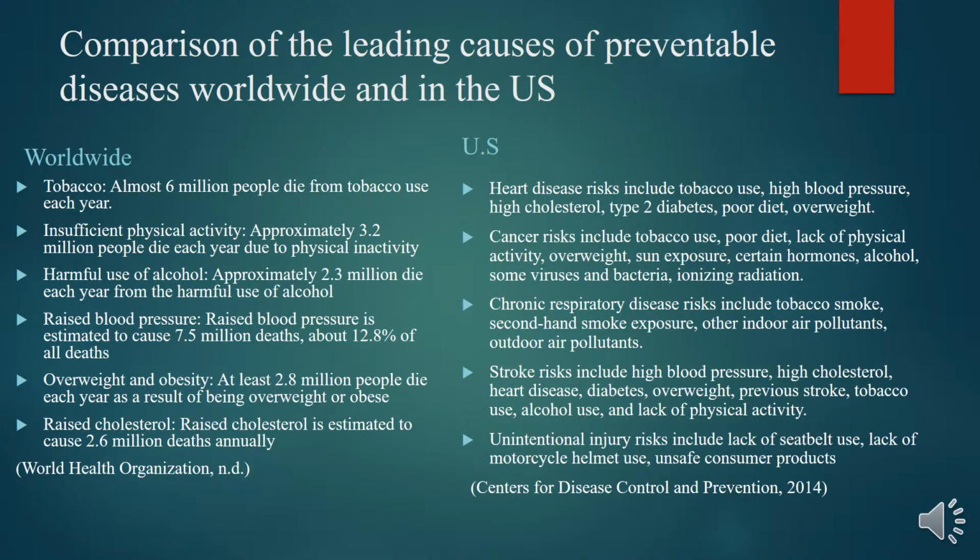So on this next slide, I'm going to give you the comparison of the leading causes of preventable diseases worldwide and in the US. I'm going to start with the causes of preventable diseases worldwide. The first cause is tobacco. It has been found that almost 6 million people die from tobacco use each year. As you can see, this is quite a big number. And tobacco really causes a lot of preventable diseases, like chronic respiratory disease.